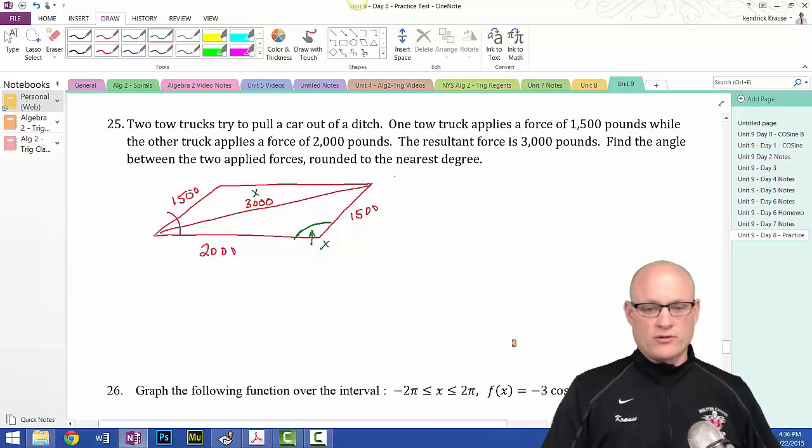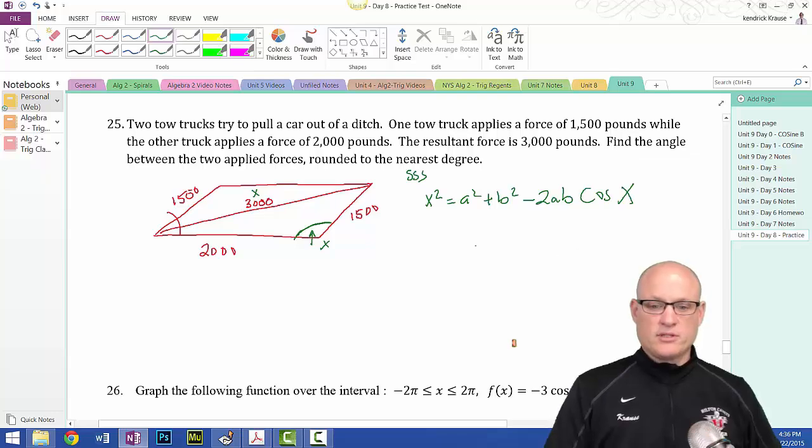This is classic side, side, side. So I will do x squared equals a squared plus b squared minus 2ab cosine of x. Well, since I need to find x, I need to isolate that. So I'm going to do x squared minus a squared minus b squared over negative 2ab.